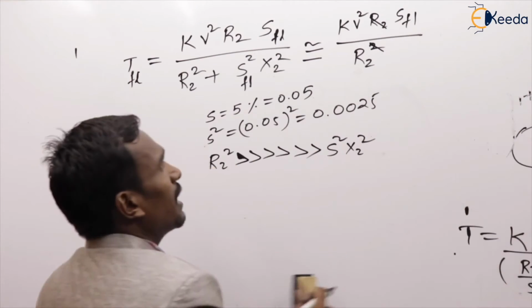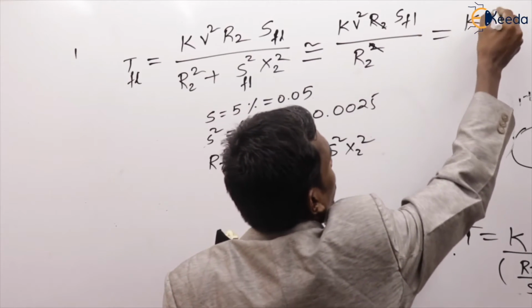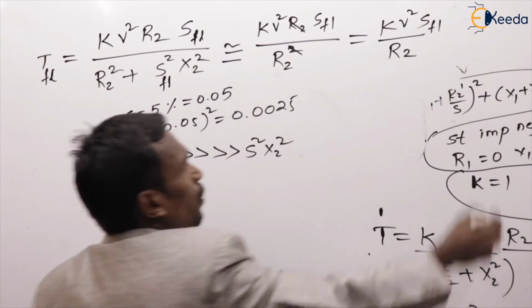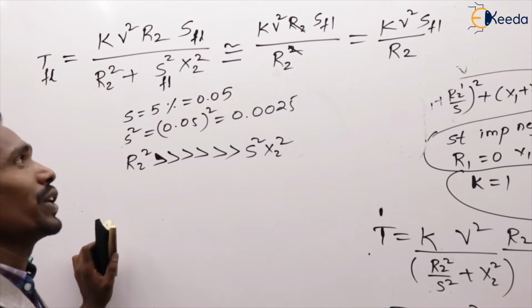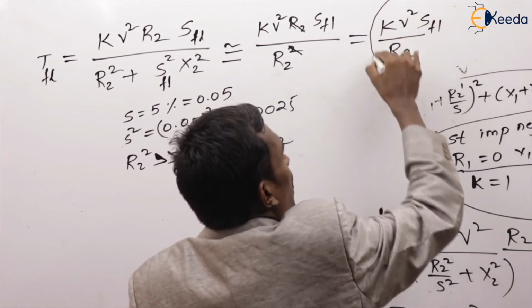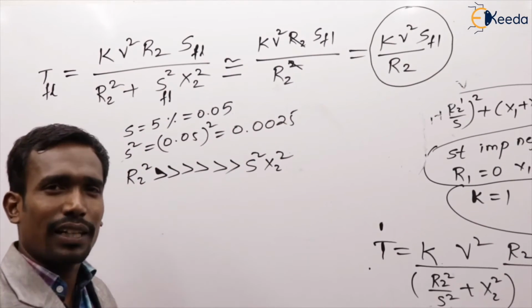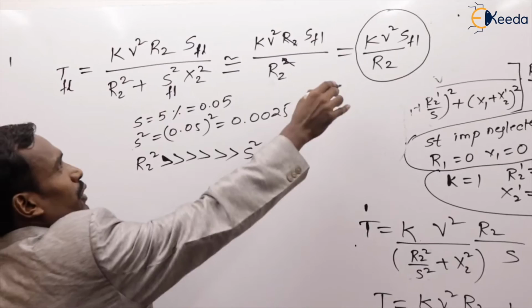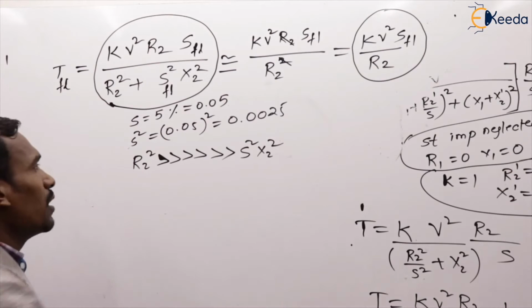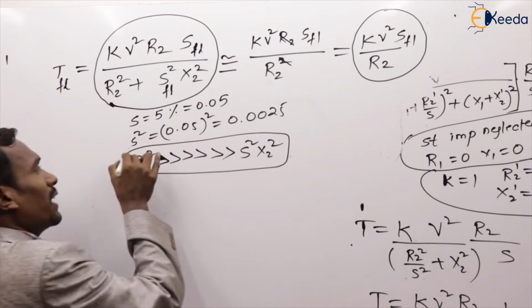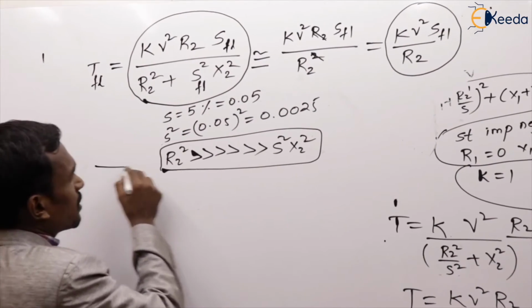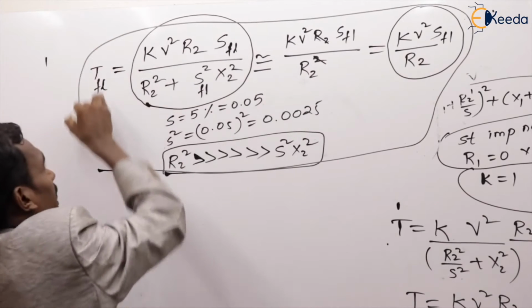So what is finally the approximated equation? K V square into S by R2, if this is full load. K V square into S by R2 is the approximated full load torque equation, and the earlier one is the exact full load torque equation. What is the approximation? S square X2 square is negligible. Yes, I got the full load torque equations.